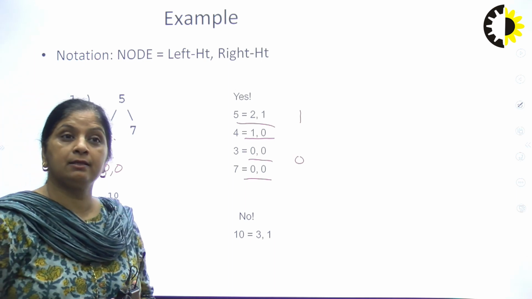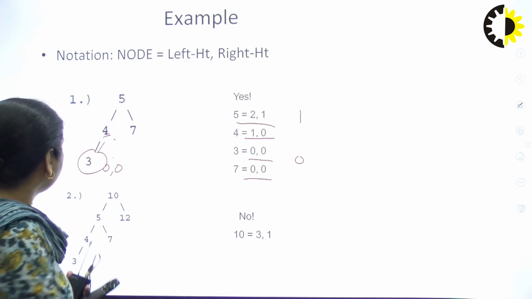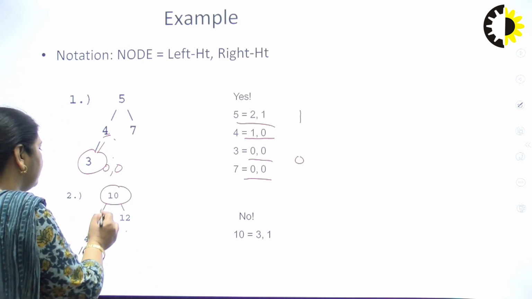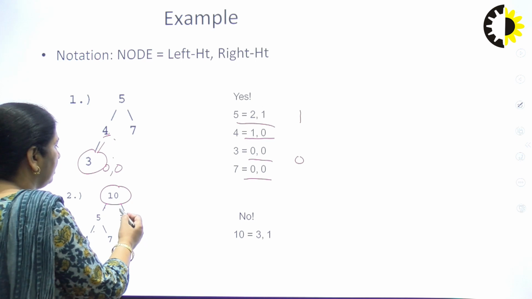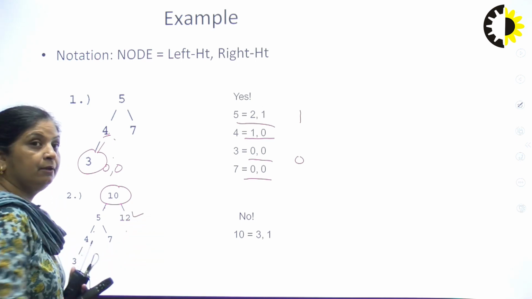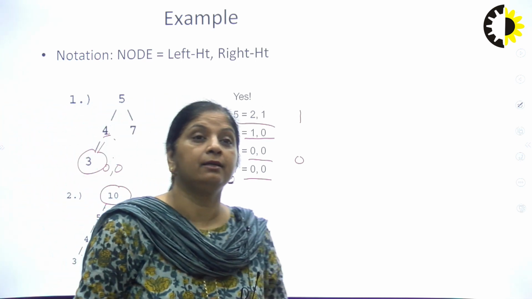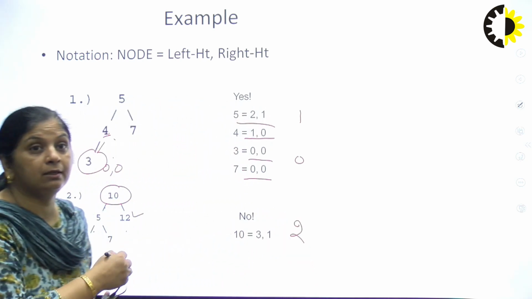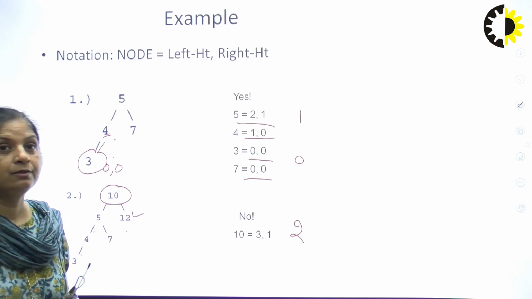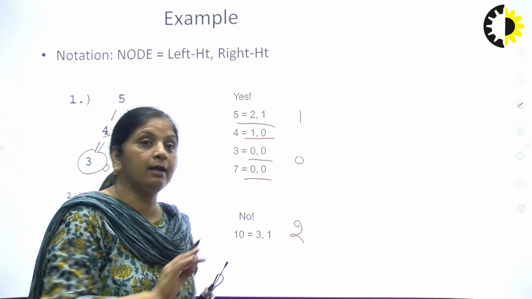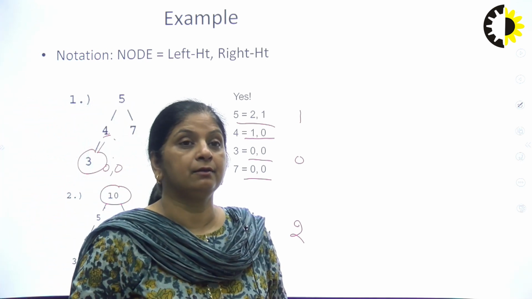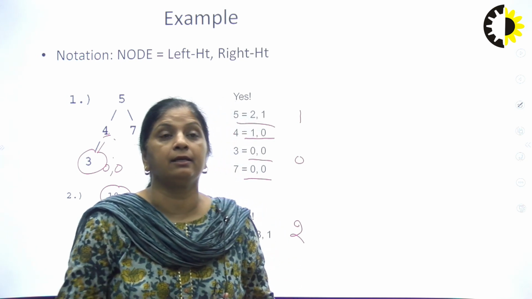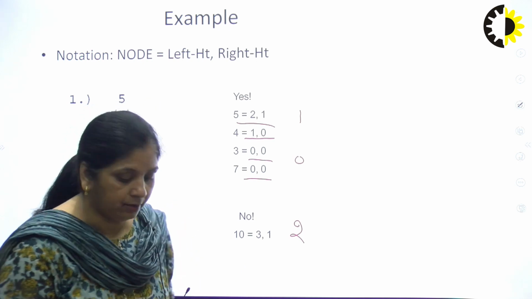The height balancing is there. If I consider this one and check 3, the left side height is 3 and the right side height is 1. So the difference is 2. This is not desirable. This is not an AVL tree. So this way, by checking the difference of heights of the left subtree and right subtree, we can tell whether it is an AVL tree or not.